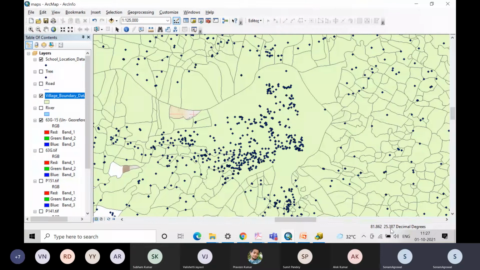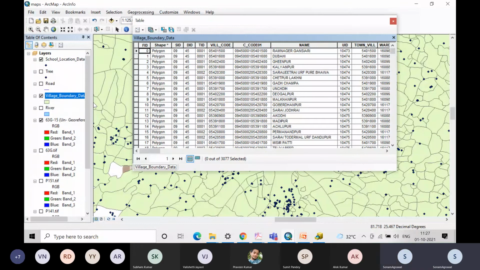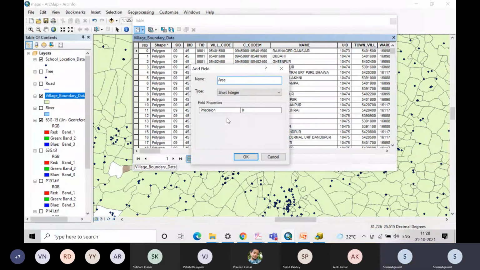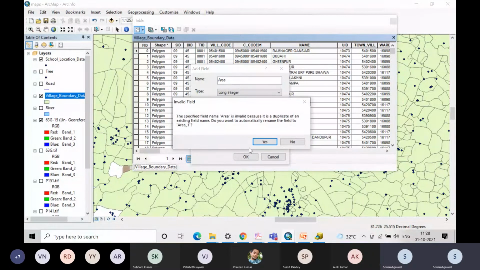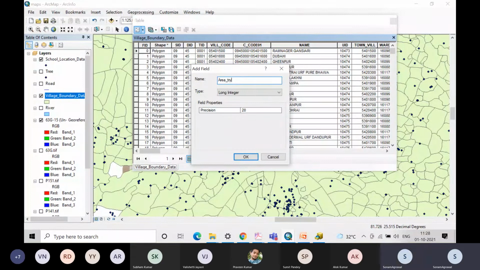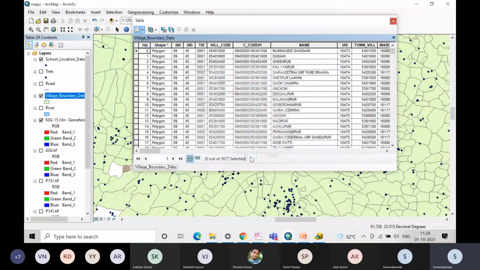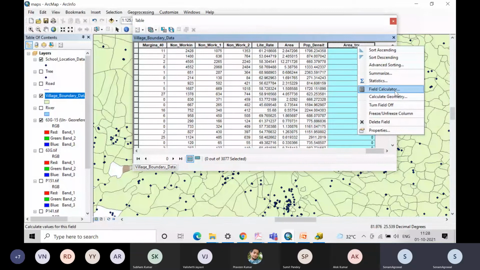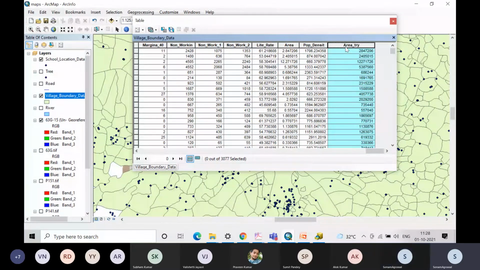Okay, now suppose I want to calculate the area. I am adding an attribute of area over here. When I am adding it and trying to calculate this area, I have to select the projected coordinate system over here. I am going to the field calculator. There's a little bit of lag.